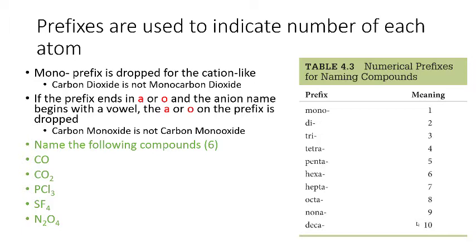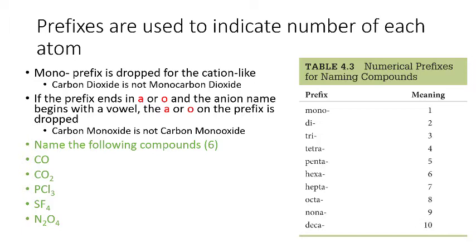So the important note: the mono prefix is dropped for the cation-like species, the one that's listed first. So for example, the commonly known compound carbon dioxide is not listed as monocarbon dioxide. That mono prefix for the first is dropped. Okay, so carbon dioxide means one carbon, two oxides, or two oxygens.